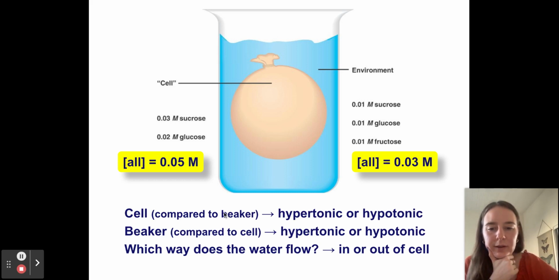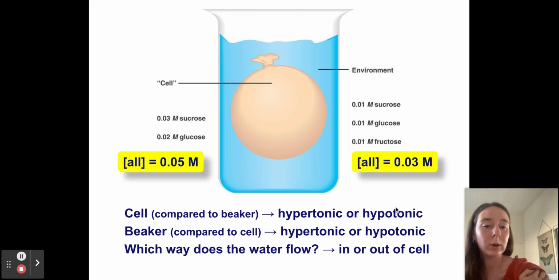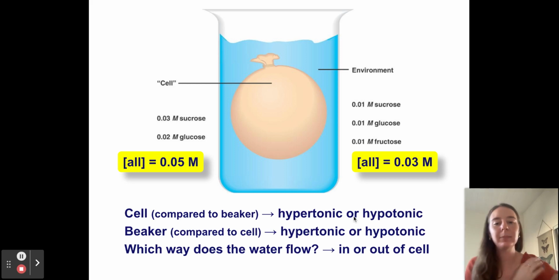So let's look at the cell. Compared to the beaker, is the cell hypertonic or hypotonic? Remember what hypertonic means. Hypertonic means a higher concentration of solute. Remember, solutes are these particles, sucrose and glucose. Basically, anything that's not water is a solute. Is the cell hypertonic or hypotonic?